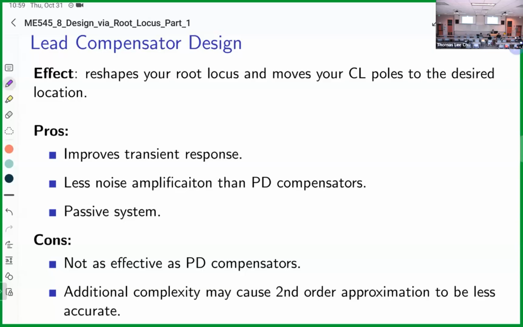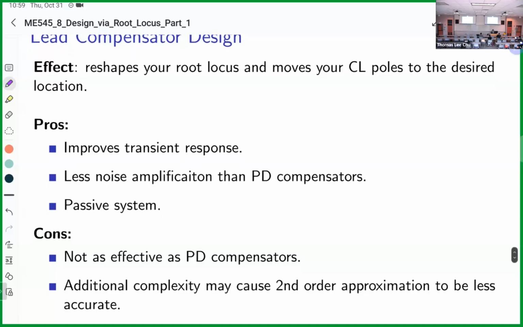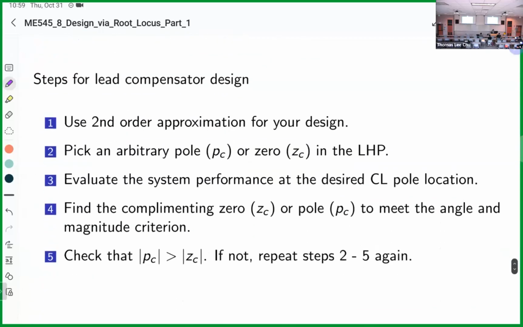This is actually kind of true for the PD controller, but the pole here that we have in the lead compensator will also complicate our design. So the steps are still similar, where you want to use second order approximation for your design. Then you pick an arbitrary pole or zero in the left half plane. The reason I say pole or zero is it's up to you. You just pick one pole or zero to place. And then once we do that, we evaluate the system performance at the desired closed loop pole location.